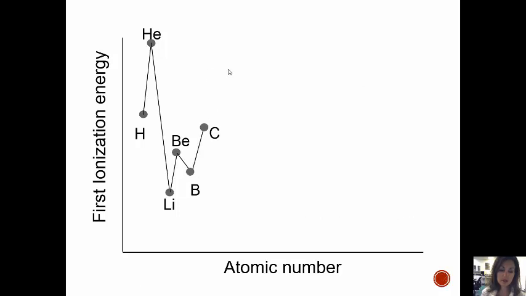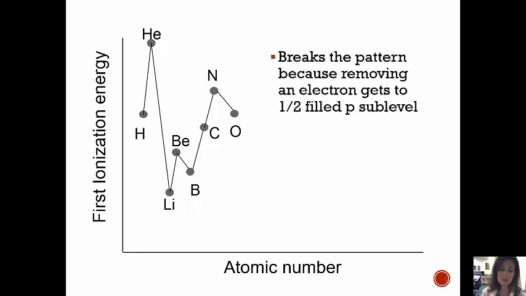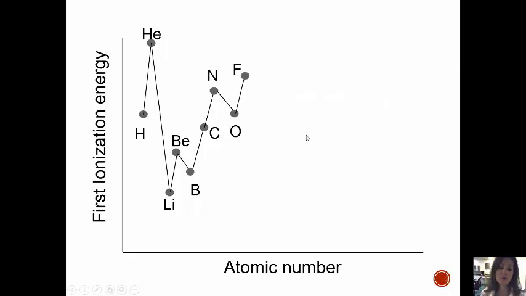Carbon increases, nitrogen increases for the same reason, but you break a pattern right here with oxygen because oxygen is P4, and if you remove an electron, it becomes P3, which according to Hund's rule, remember you have one electron in each orbital that way, so it's a half-filled P sublevel.